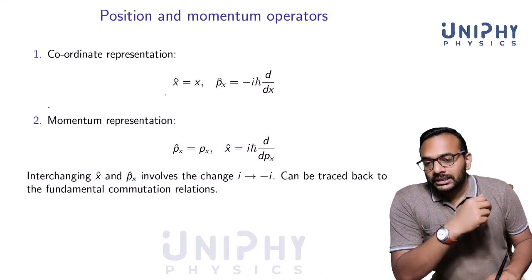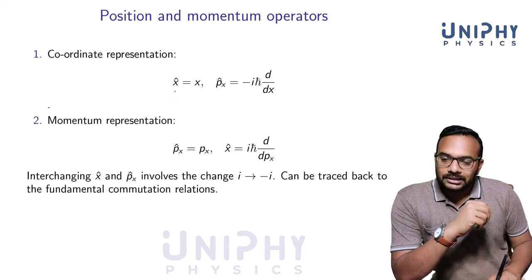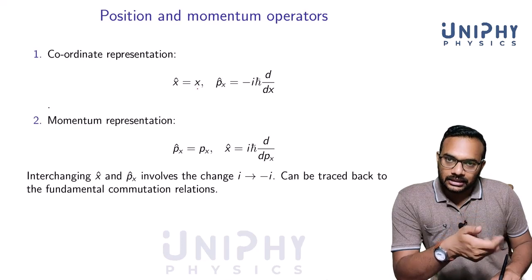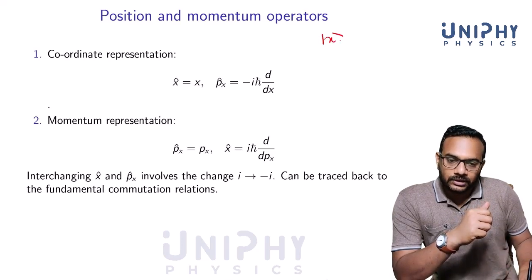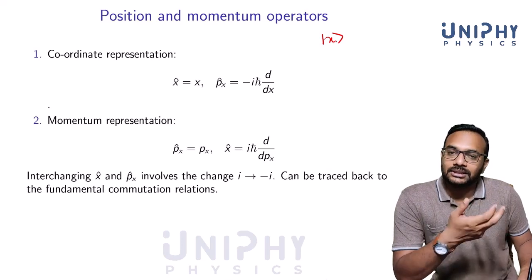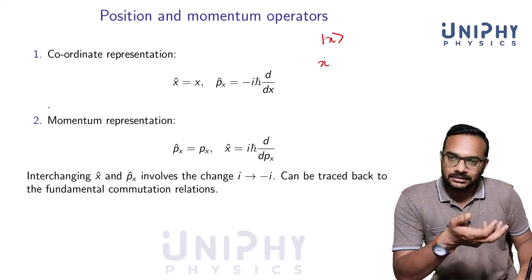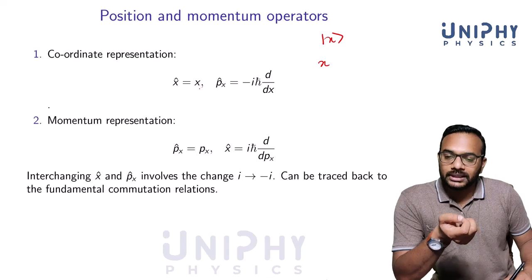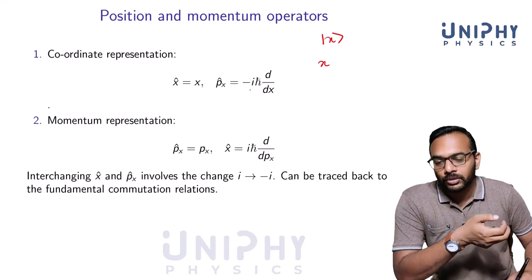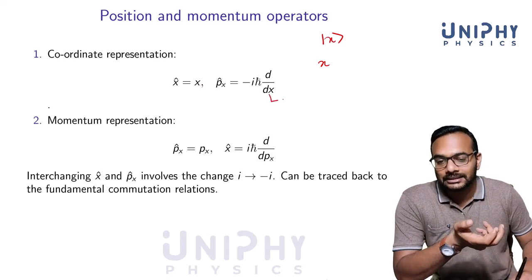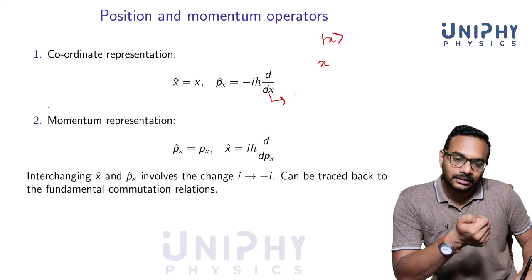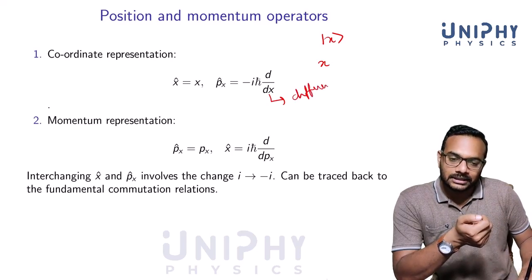Now, in coordinate representation, we don't go into the details. The position operator is the position itself. For example, if you have this position eigenstate x and you ask what's the possible value of position, it's x. Am I right? So the position operator is the position itself, but the momentum operator is minus i h-cross d by dx. It's a differential operator.